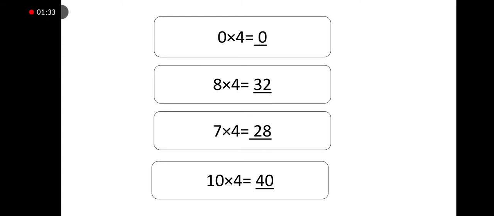8 multiplied by 4 is equal to 32. 7 multiplied by 4 is equal to 28. 10 multiplied by 4 is equal to 40.